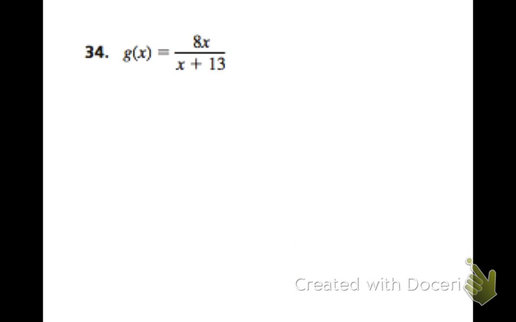All right, let's try this next one. So g of x equals 8x over x plus 13. And remember, the form that we're going for is g of x equals a over x minus h plus k.